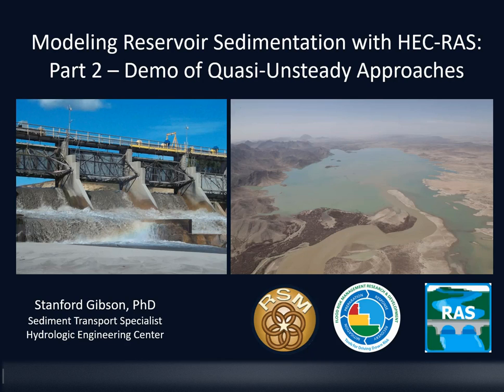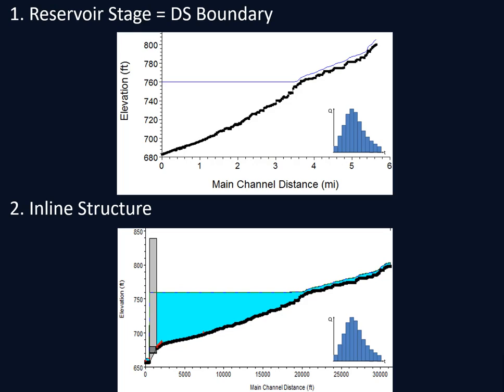In the first video, we talked about two different ways to model a long-term sediment deposition analysis in RAS using the quasi-unsteady approach. The next video will move to unsteady, but the two ways to use the quasi-unsteady approach are first to end the model just upstream of the dam and use the cross-section just upstream of the dam as the downstream boundary condition by defining the reservoir stage as the downstream boundary.